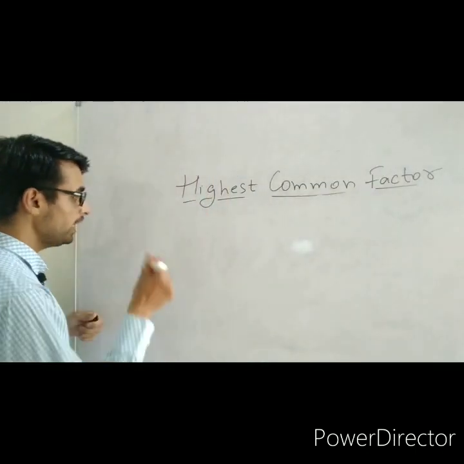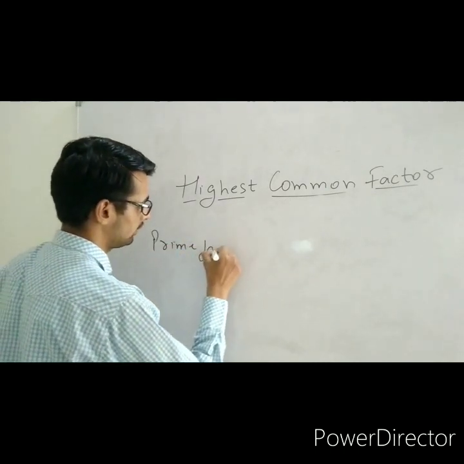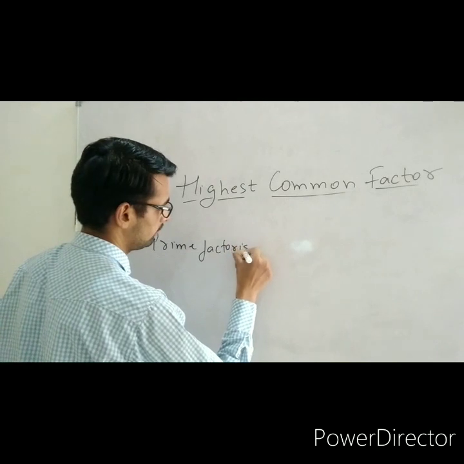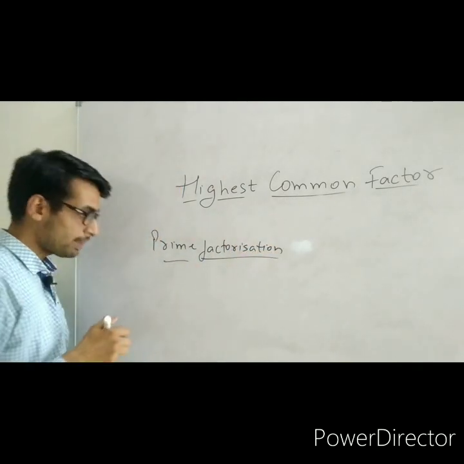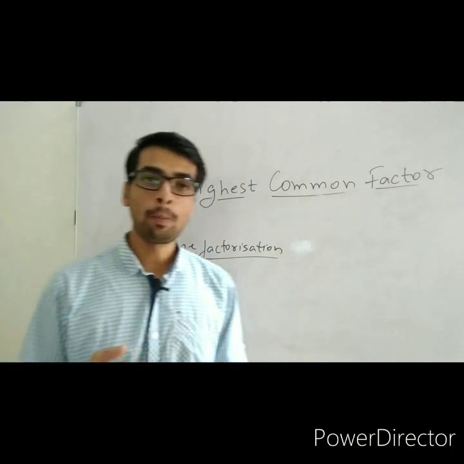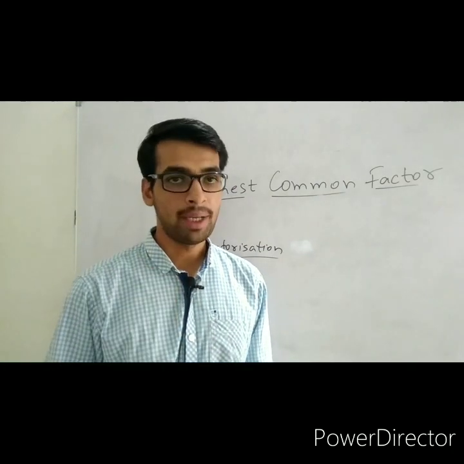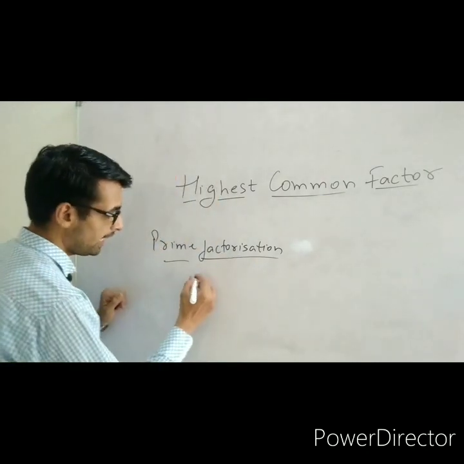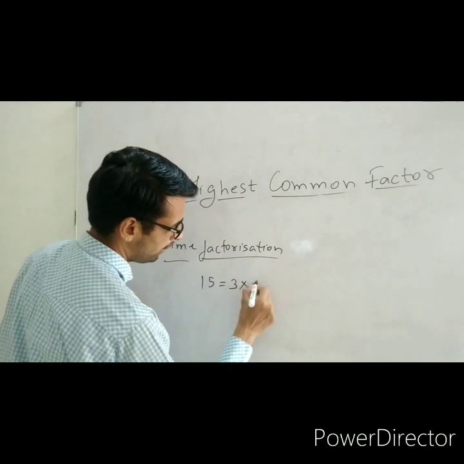First of all, we have to understand one thing about prime factorization. As you know, in prime factorization, every composite number can be written as a product of powers of primes. Let's say we have 15. We can write 15 as 3 multiply 5.